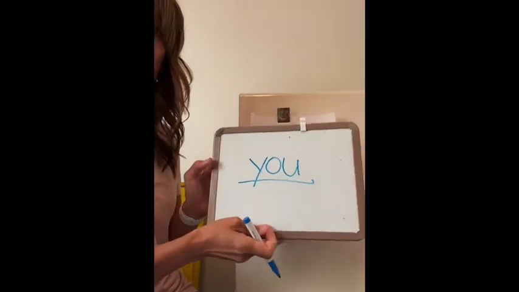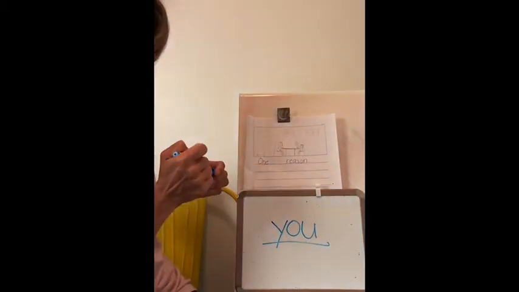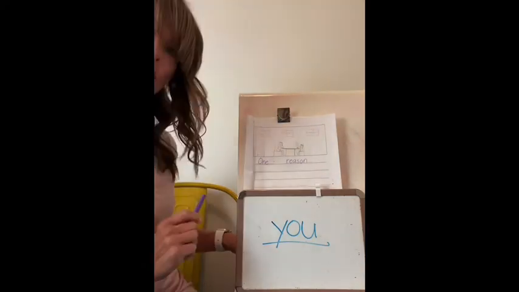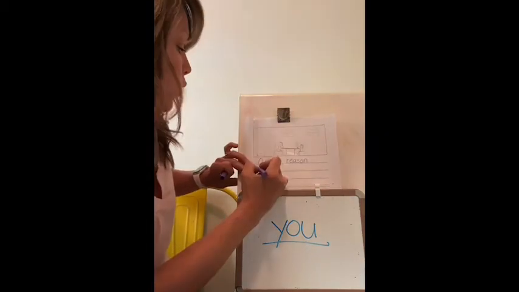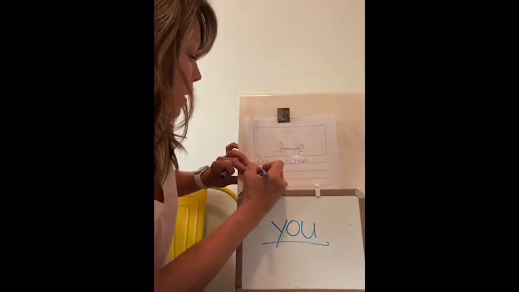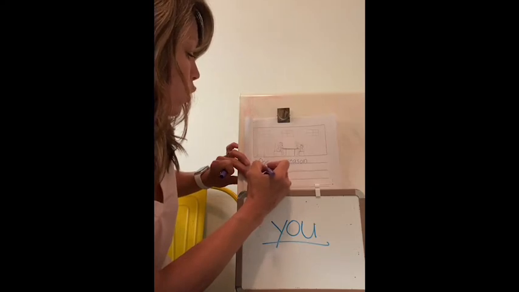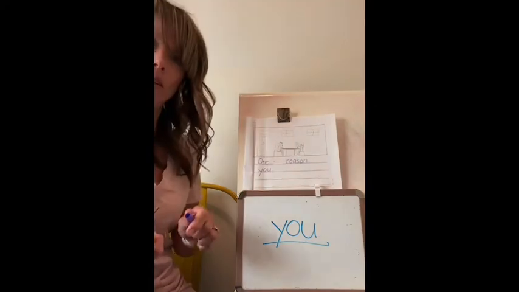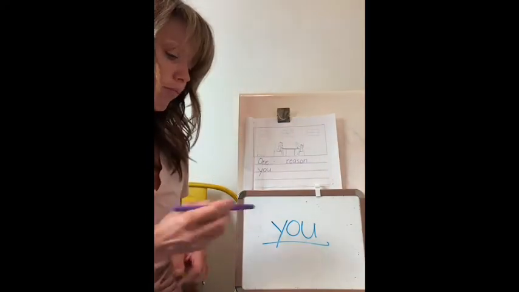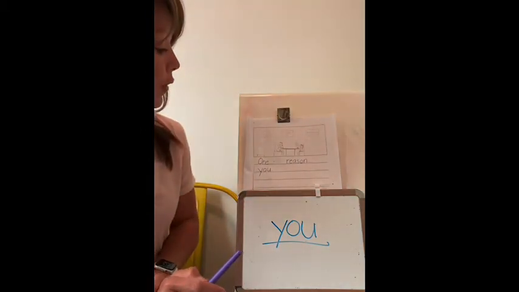Y-O-U. That's a three-letter word, okay? Y-O-U. Y goes down into the basement, don't forget. O is a short letter, and U is a short letter or a small letter. Okay, so that's the word you. Okay, let's go ahead and go back and reread.